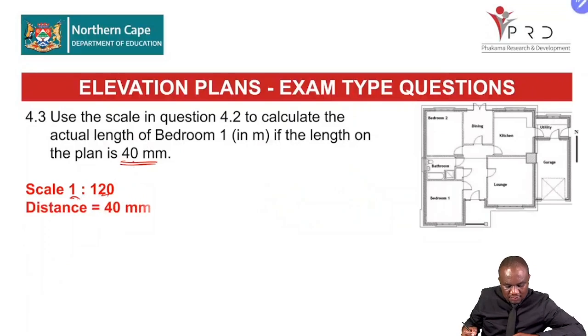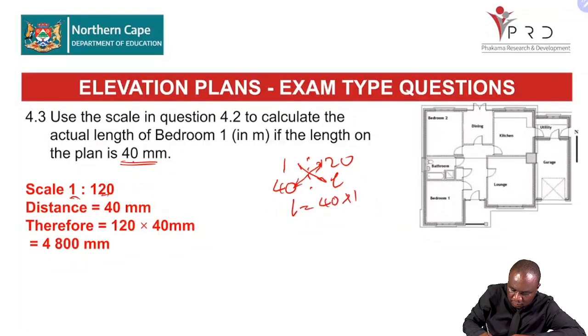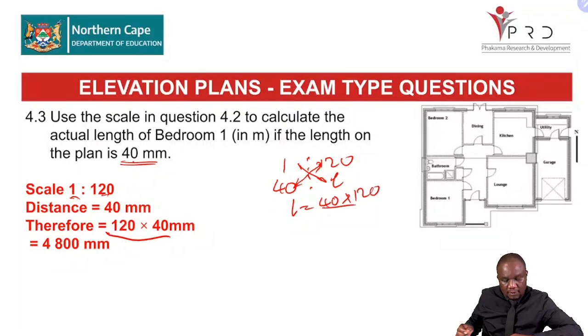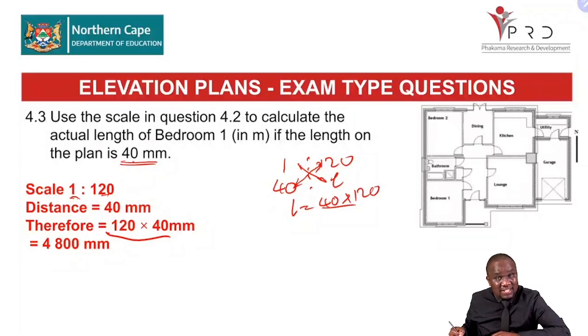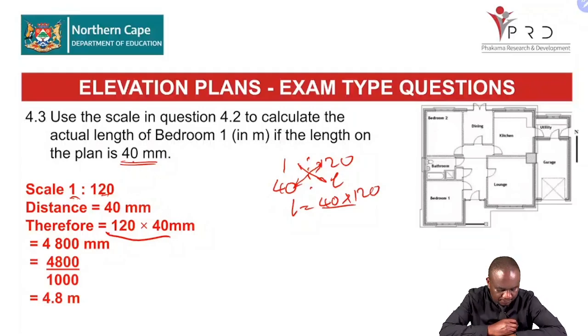Or you can cross multiply like I showed you. You get 1:120. Write your 40 here under the plan, and then length here, just cross multiply. 120 times 40 is equal to 1 times L. L is equal to 40 times 120, which is just this. And then you get 4,800 millimeters, which is actually 4,8 meters. Now we're converting back to meters, from millimeters to meters.